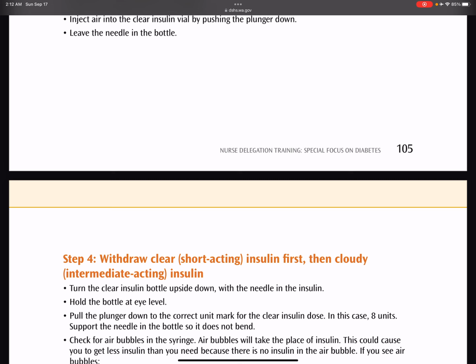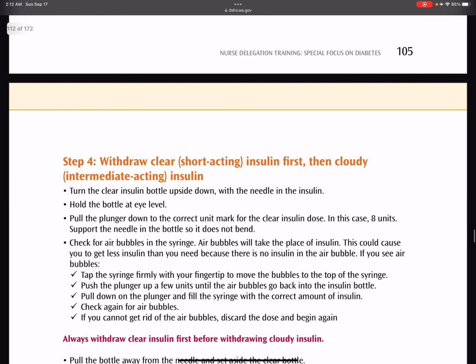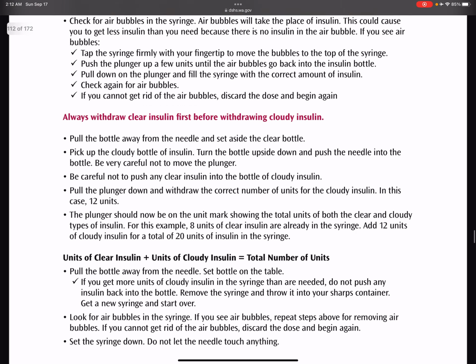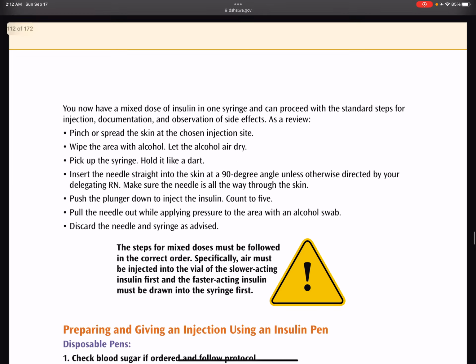Pull the bottle away from the needle. Set the bottle on the table. Set the syringe down. Do not let the needle touch anything. Units of clear insulin plus units of cloudy insulin will give you the total number of units of mixed insulin. We'll go over all this.